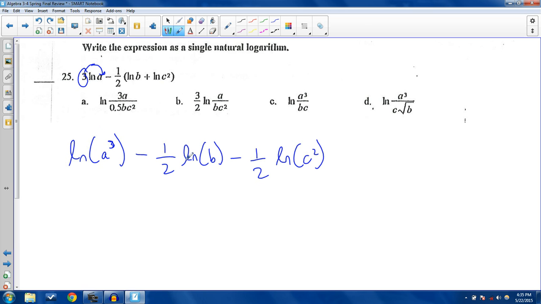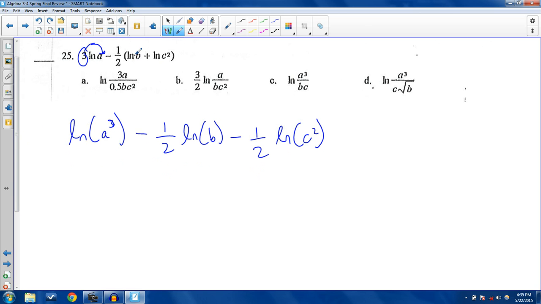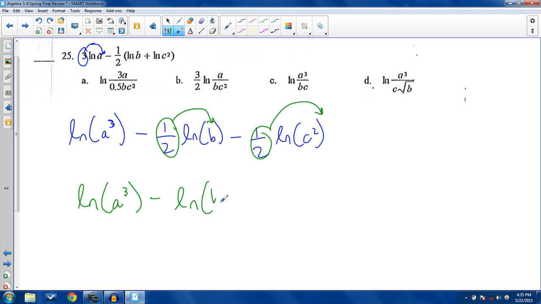Notice how in order to condense, sometimes you have to expand. Kind of weird, but true. Because I didn't expand natural logs, I just expanded the 1/2 into there. This was a little bit of condensing, actually. And this was a little bit of expanding here. So I'm going to condense the rest of the way. So bring this 1/2 in there, bring this 1/2 in there, and I'm going to get natural log of a cubed once again, minus natural log of b to the 1/2 power, minus natural log of c squared to the 1/2 power.